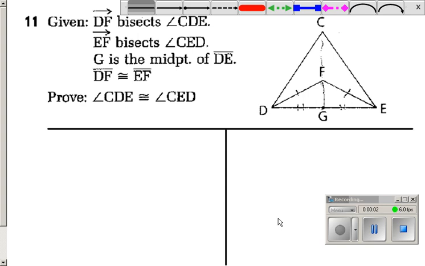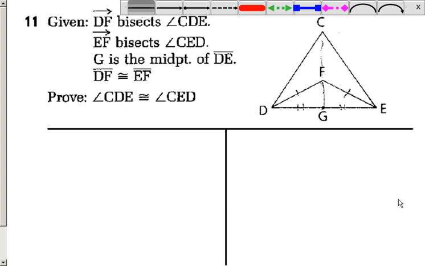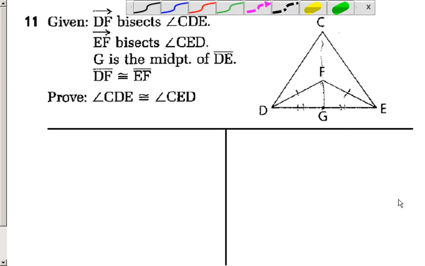Okay, this is problem 11 from section 3.4. I thought I would give you guys another one that I thought was kind of difficult, and it involves another construction, a lot like if you just watched the 3.3 video. You have to draw in a line in order to understand this problem. Anyways, you got DF, which bisects angle CDE.